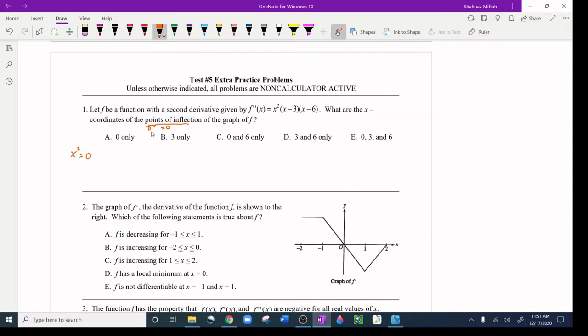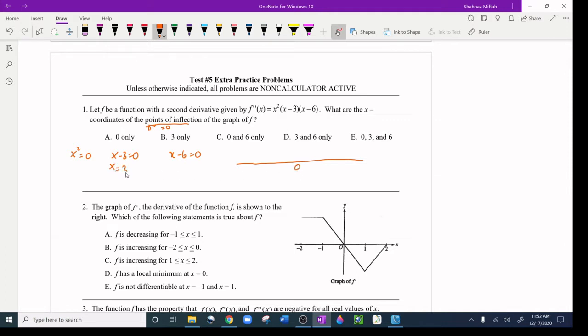X squared equals 0, that one. X minus 3 equals 0. And then I'm going to make x minus 6 equals 0. So this is going to give me my sign chart. I'm going to make a sign chart to see point of inflection. I'm 50% sure it's this, but when I make a sign chart and see where concavity changes, then it will be 100%. So I got 0 right there.